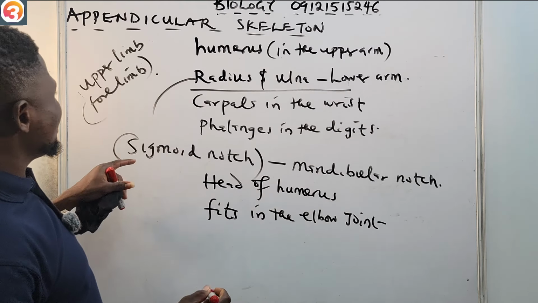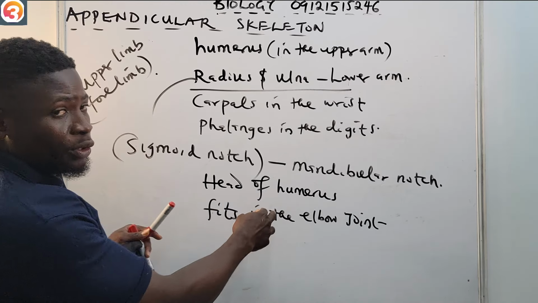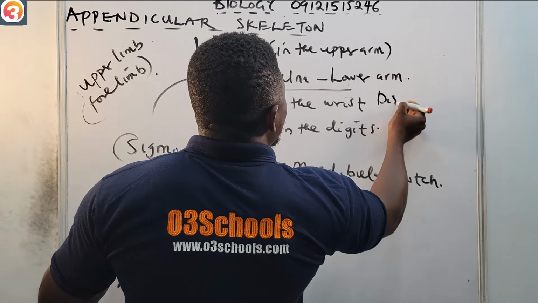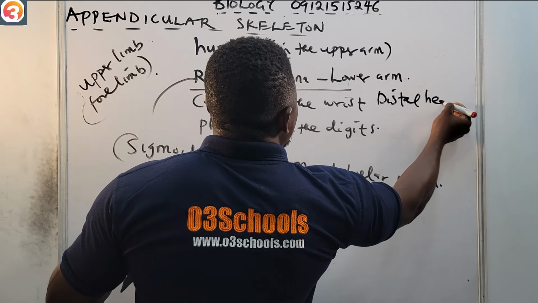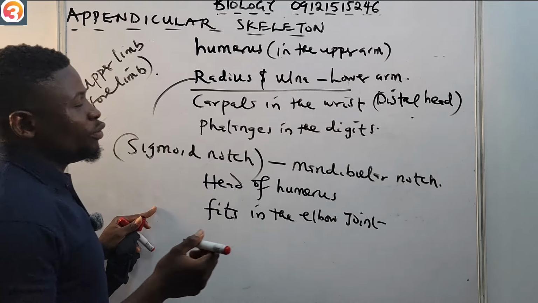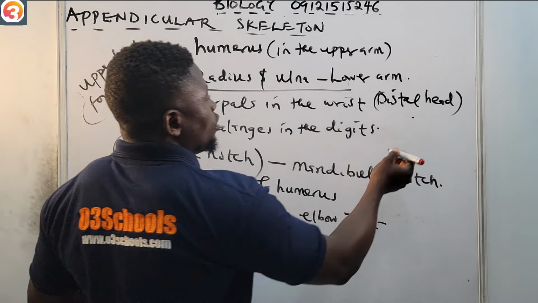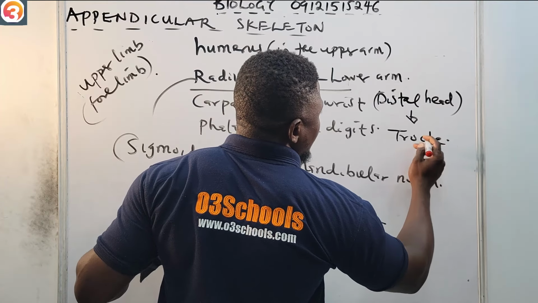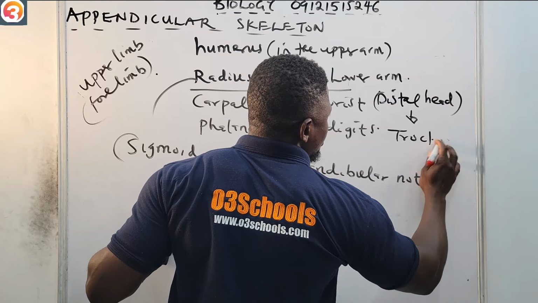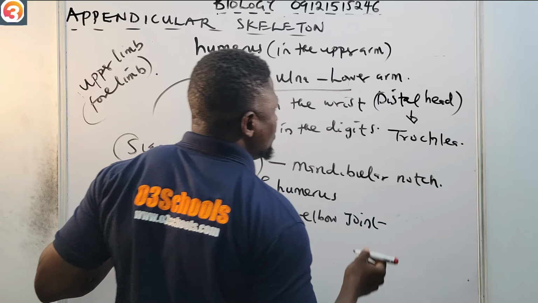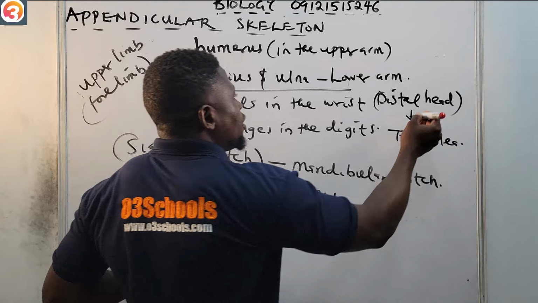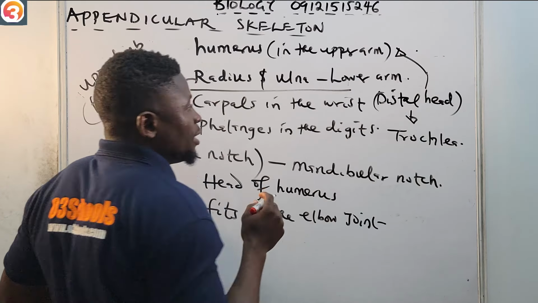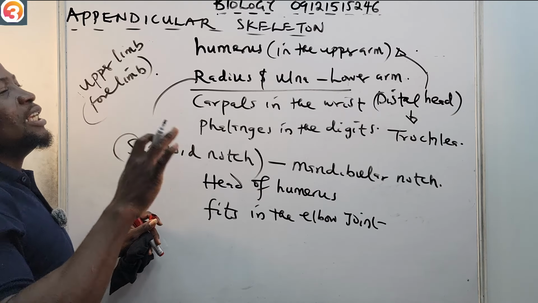Now the distal head of the humerus consists of what we call the trochlea, T-R-O-C-H-L-E-A. The distal head of the humerus consists of the trochlea.